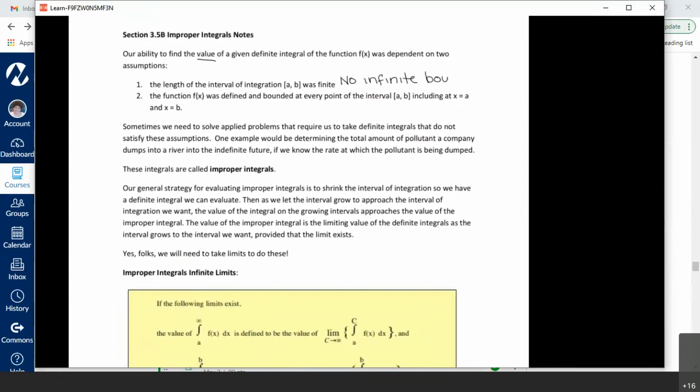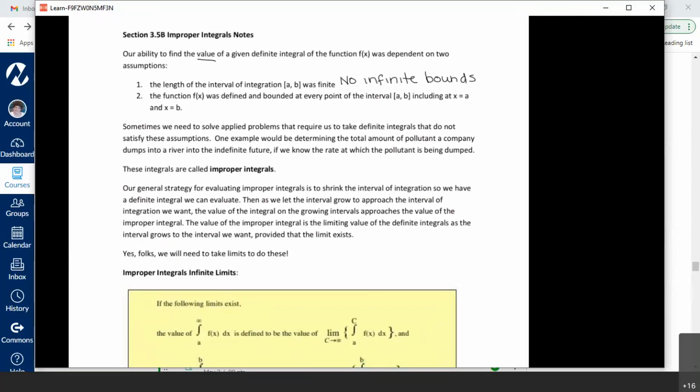And the other assumption we made was the integral was defined at every point in that interval, including the bounds, okay? So the function was defined and bounded. So in other words, there are going to be situations where if you were to try to take a definite integral, you won't actually be able to get a number.